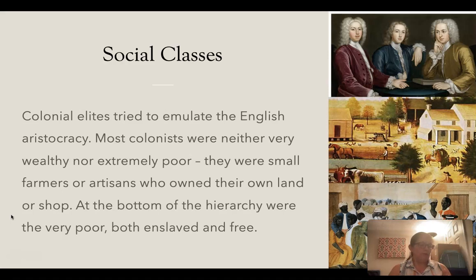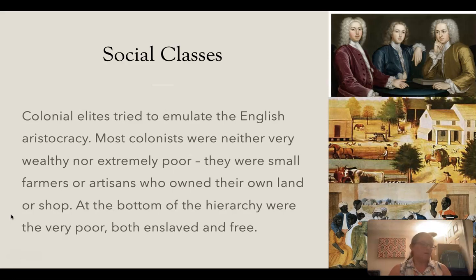So by about 1750, about half of the wealth in the colonies was concentrated in the hands of the richest 10% of the population. So it's a very stratified society. Now, the vast majority of the colonists were neither very, very wealthy nor extremely poor. Most people were small farmers who owned their own land or artisans who owned their own shop.